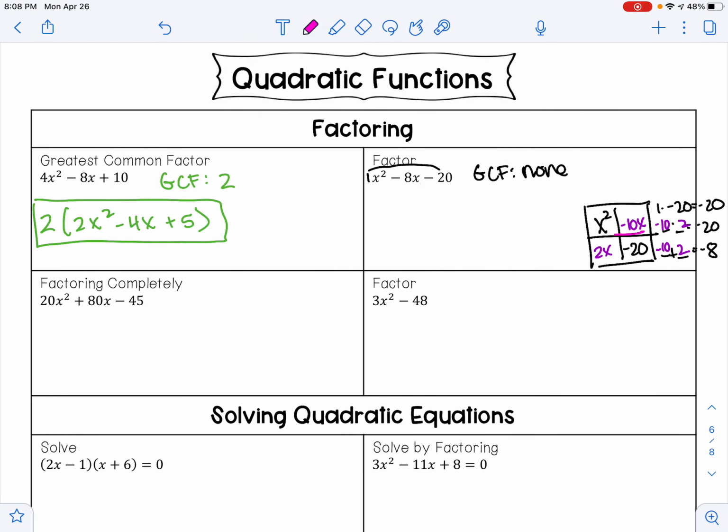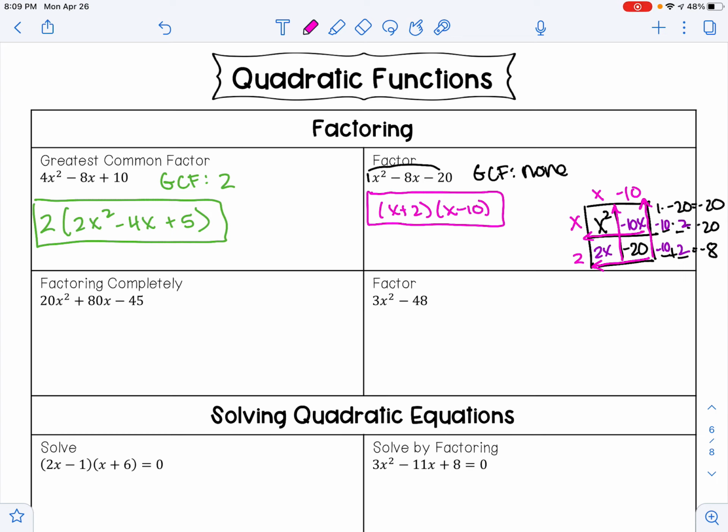The greatest common factor of this top row is x. The greatest common factor of this bottom row is 2. The greatest common factor of the left side is x. And the greatest common factor of the right side is negative 10. So our factors are x plus 2 and x minus 10. This is my answer.